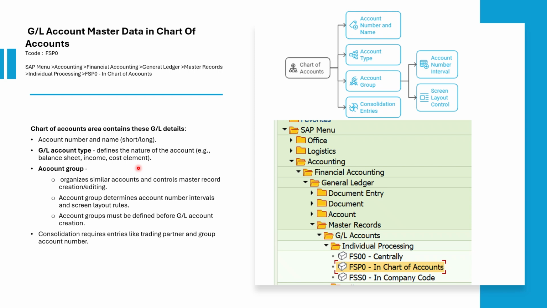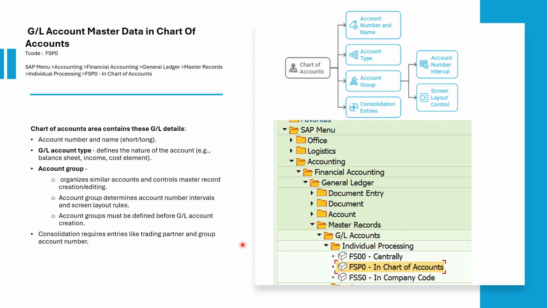Okay, you can use it like that also, whether it is in cash, bank, or bank-related accounts. Then you define your account group, where each account group organizes similar accounts and controls master creation and editing, as I told you. It also determines account number intervals and screen layout rules. And as I told you, these account groups should be defined before GL account creation.